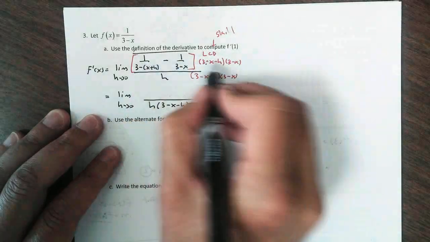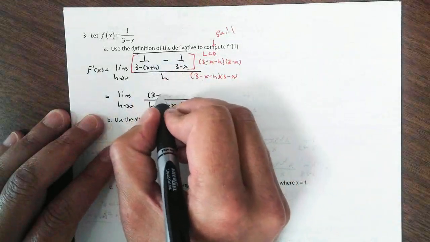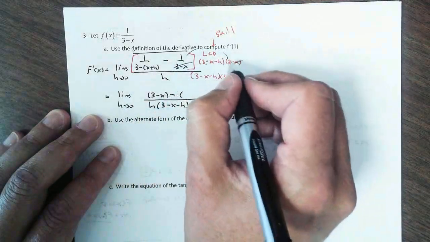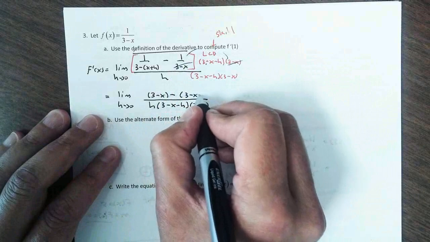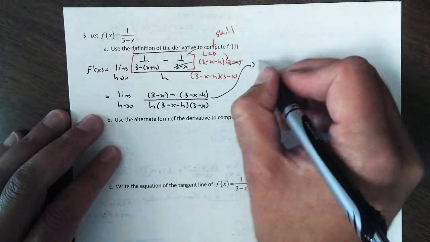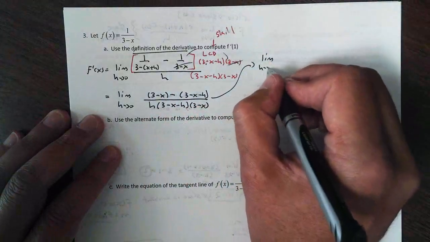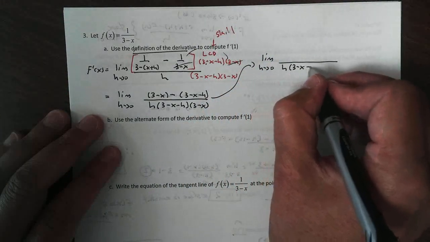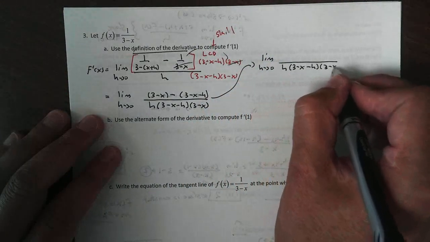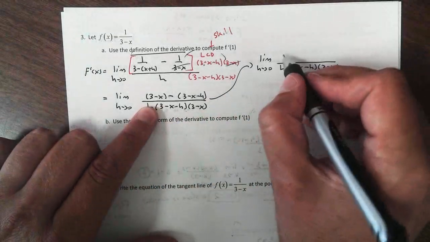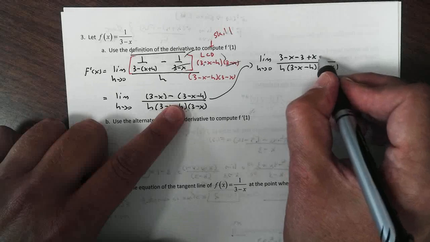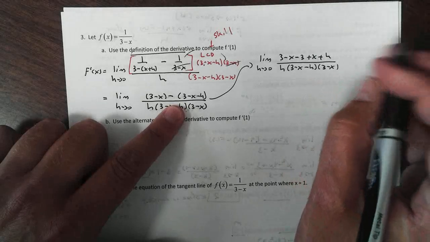On top, if I distribute, the first term cancels. I'm left with 3 minus x minus, if I distribute here, the 3 minus x's cancel. I get 3 minus x minus h. I'm going to show a little bit of algebra here just to kind of clean things up a little bit. The bottom stays the same. But the top, take a look what happens. I get 3 minus x minus 3 plus x plus h.